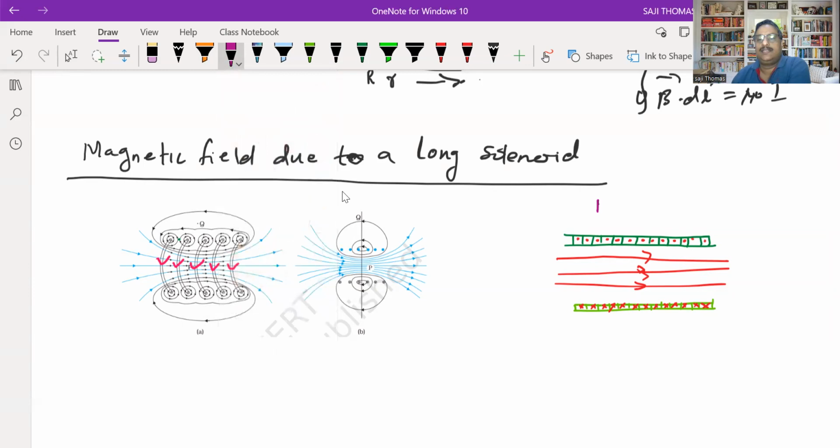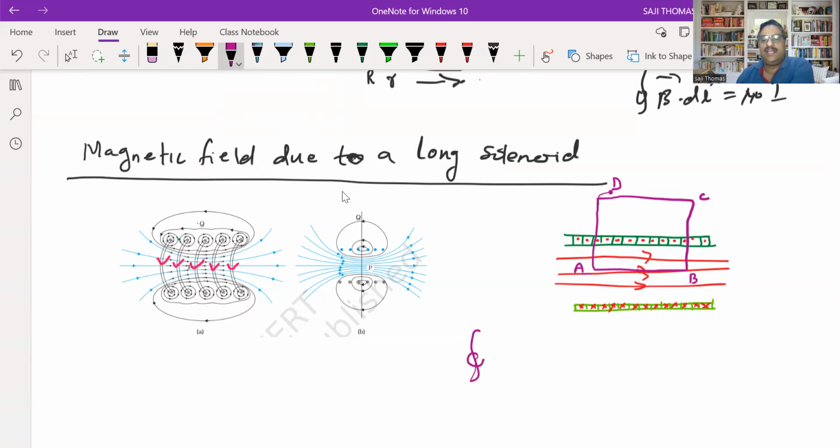This is the ambient loop I am considering. This rectangle, I am naming it A, B, C, D. The side AB is through the center of the solenoid. Now I am going to apply Ampere's circuital law. What is the equation for Ampere's circuital law?